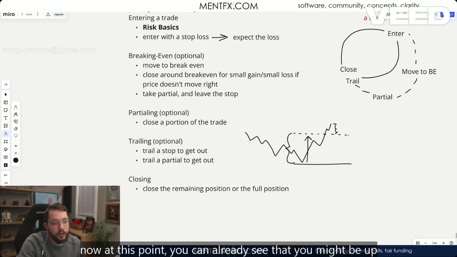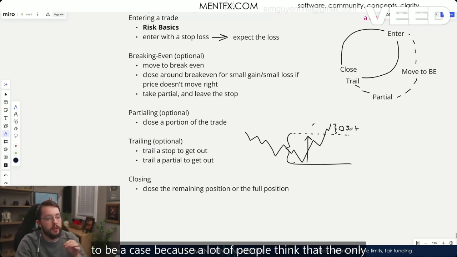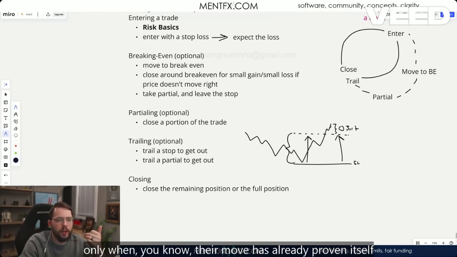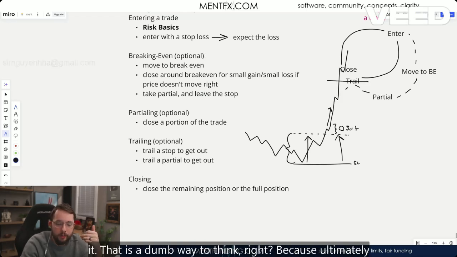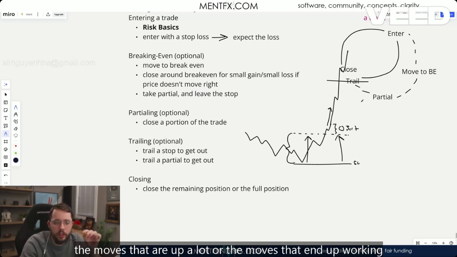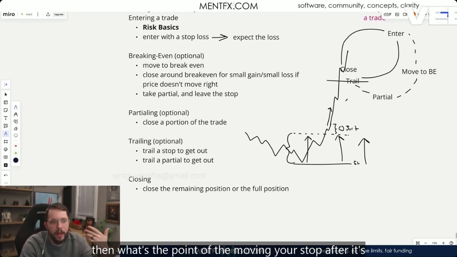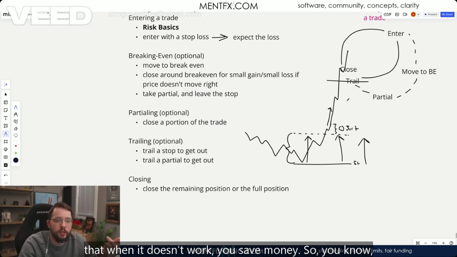Now, at this point, you can already see that you might be up only 0.3 RR in profit, right? I want this to be a case because a lot of people think that the only time they should be moving their stop loss to break even is when their move has already proven itself and is very correct and you're up a lot of money on it. That is a dumb way to think, right? Because ultimately the moves that are up a lot are the moves that end up working. And then what's the point of moving your stop after it's worked? Because the point of moving your stop is that when it doesn't work, you save money.